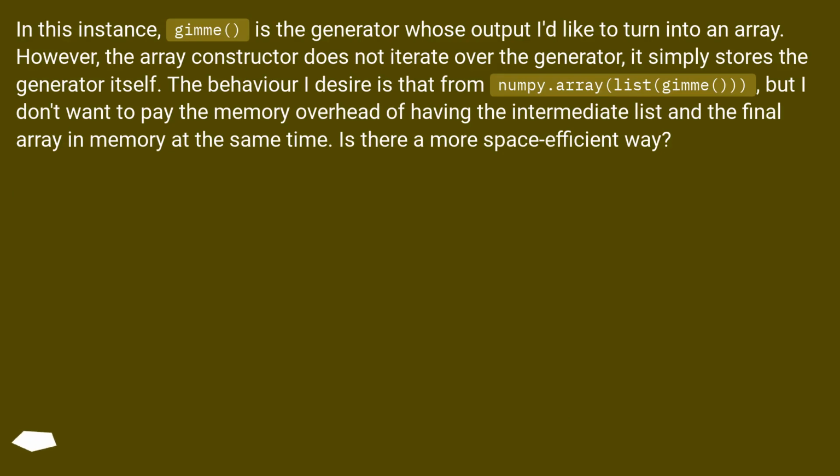In this instance, gimme is the generator whose output I'd like to turn into an array. However, the array constructor does not iterate over the generator, it simply stores the generator itself. The behavior I desire is that from numpy.array(list(gimme)), but I don't want to pay the memory overhead of having the intermediate list and the final array in memory at the same time. Is there a more space-efficient way?